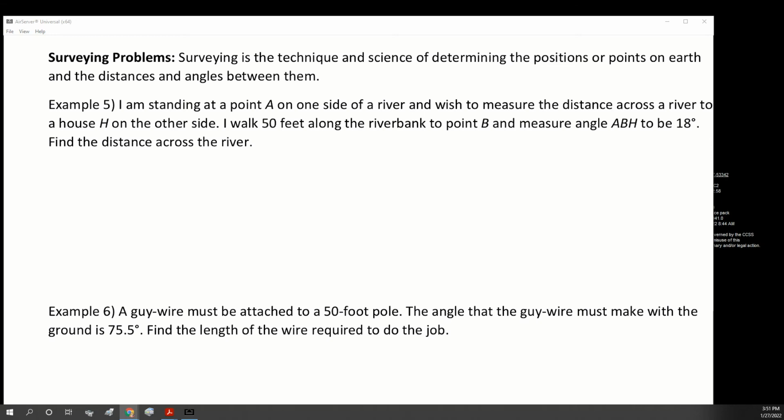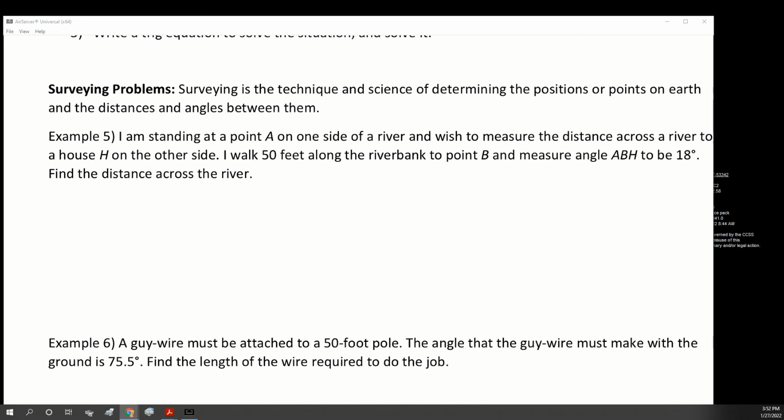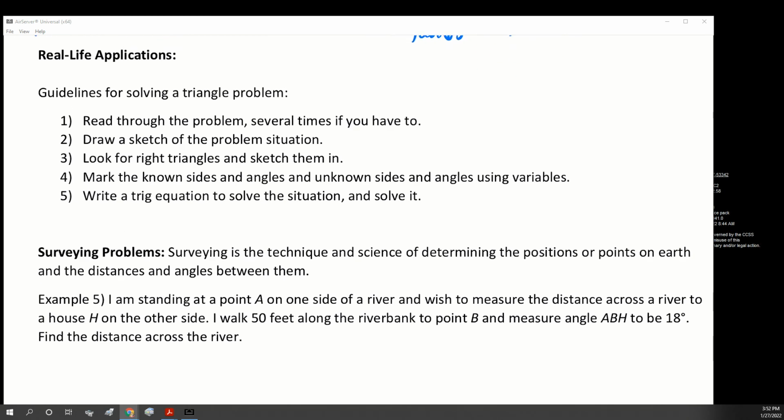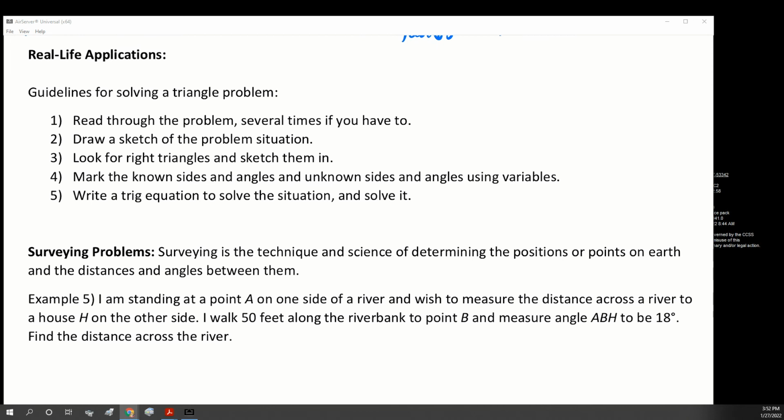All right, so this lesson is going to be on application problems using right triangle trigonometry. And we're going to be solving real life applications. And so here are the guidelines.